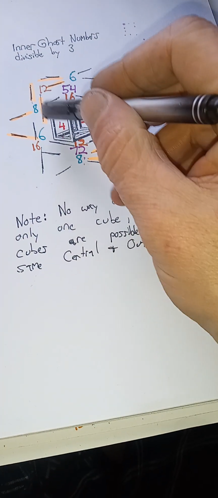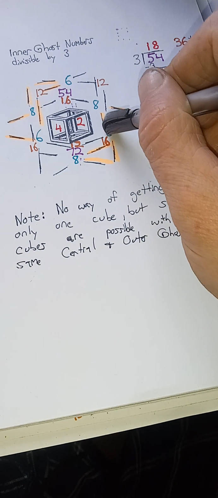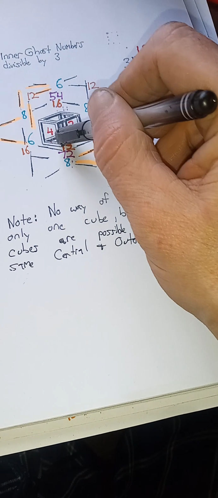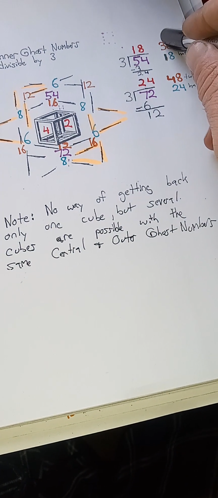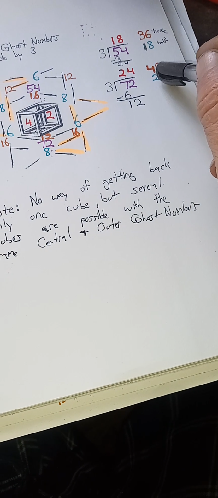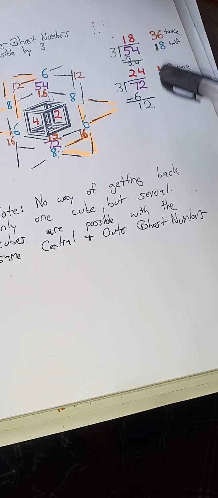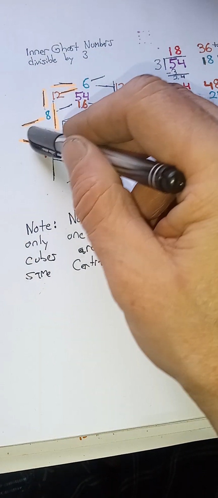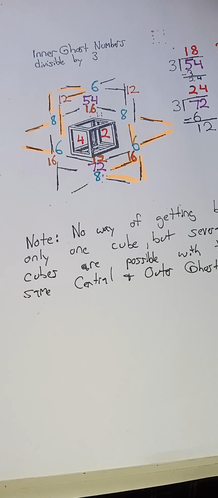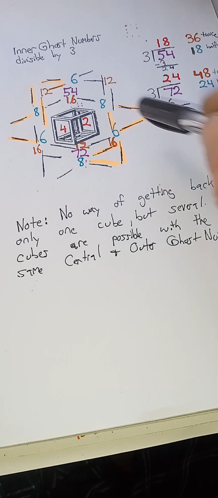So this is not the same cube. Like I put 6 and 6 and 6 here, and that's 18. And I got 12, 12, and 12 back, which is 36. And back here I put 8, 8, and 8, which is 24. And I got back 16, 16, 16, which is 48. And this is a symmetrical cube. It's not the same as the last cube. It's a different type of cube, but it still has the same central ghost number and the same outer ghost numbers.